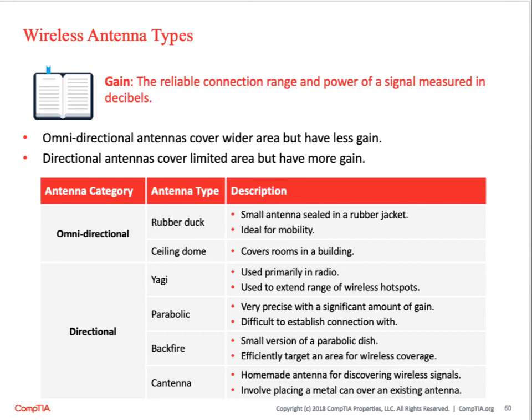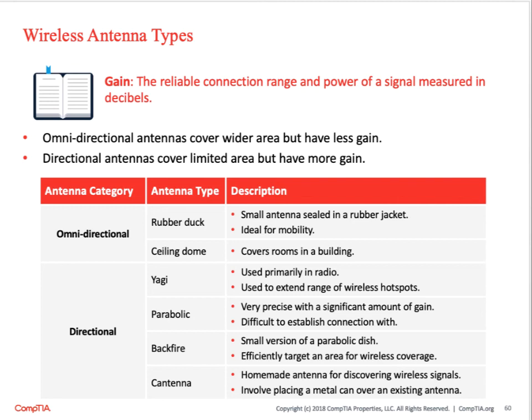Then we have directionals. We have Yagi, and a Yagi antenna is a directional antenna that's primarily used in radio. It's employed in long distances as well in networking, and this is going to extend the range of hotspots. Then we have a parabolic antenna, and this is going to be a very precise directional antenna. These are often used in satellite dishes. They have a real good gain, and because they're so precise, it's kind of difficult to establish a connection with a parabolic antenna.